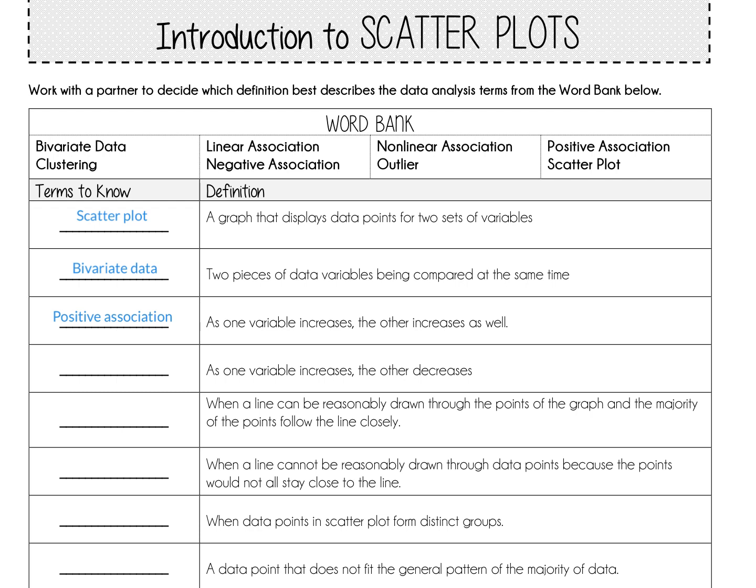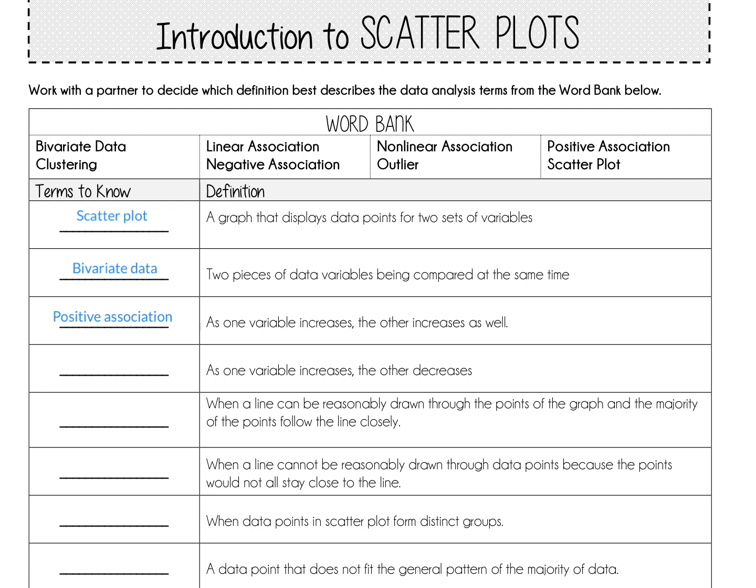If, of those two pieces of data, as one variable increases, the other increases as well, we say that this is a positive association. If as one variable increases, the other decreases, on the other hand, we call this a negative association.